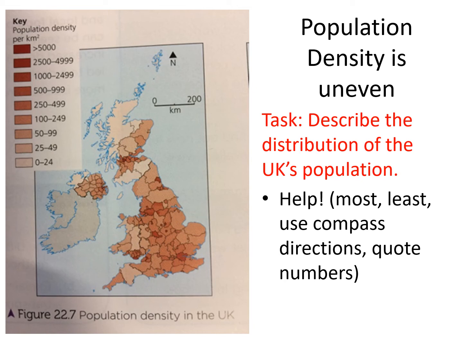I would like you to do the same task again. Describe the distribution of the UK's population. Again, think about where most people live, where least people live. Use compass directions, quote numbers, and then compare your answer with mine. Pause this slide, don't spend more than a couple of minutes, and then move on.